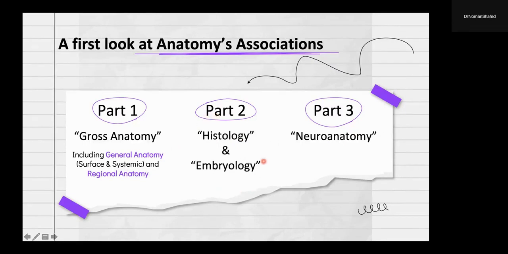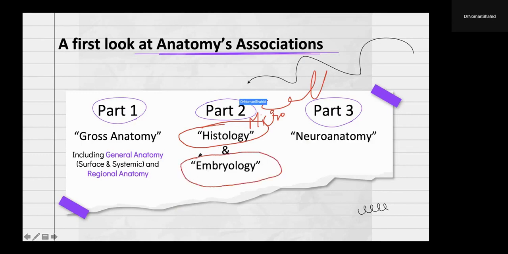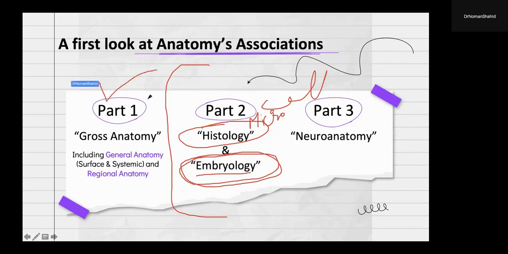And then histology and embryology. Histology means microscopic anatomy. We deal with the microscopic level, tissue level and cellular level. What we deal with under the microscope is histology. And when we talk about the different developmental stages of a unicellular embryo into the organism, we talk about that in embryology. But this part is not ours. Our part is concerned with gross anatomy. Gross anatomy means we can see it with our naked eye.